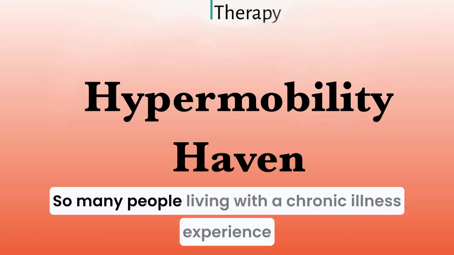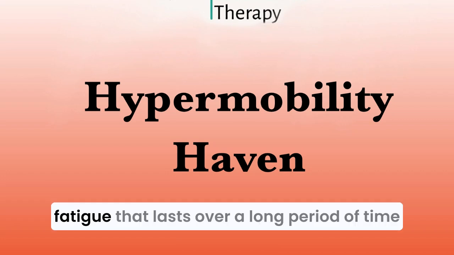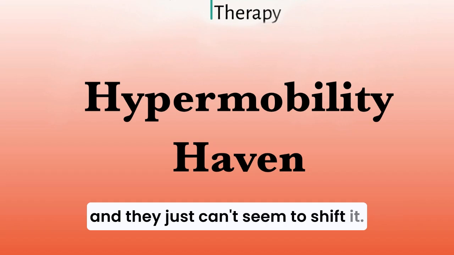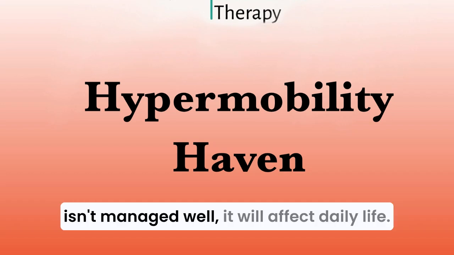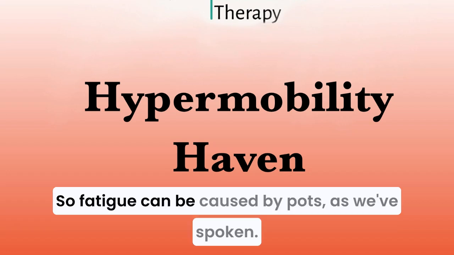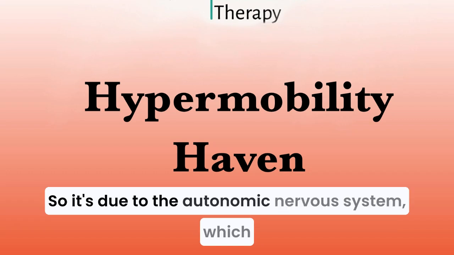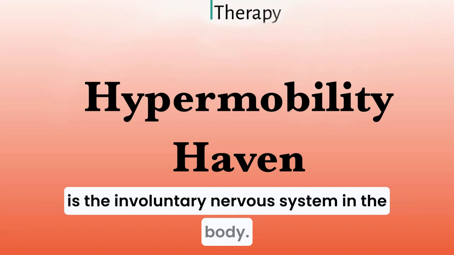So many people living with a chronic illness experience fatigue that lasts over a long period of time, and they just can't seem to shift it, or it might come in waves. And if it isn't managed well, it will affect daily life. So fatigue can be caused by POTS, as we've spoken. It's due to the autonomic nervous system, which is the involuntary nervous system in the body.